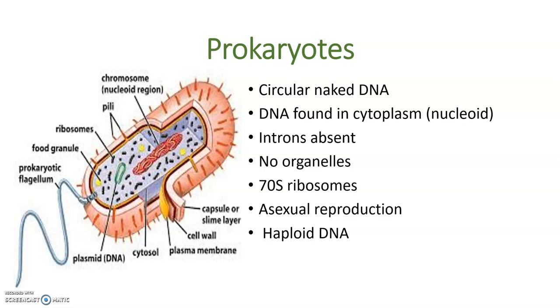Some prokaryotes use a flagellum for locomotion. Here in this figure we can see the flagellum. This is the flagellum. It is a long thread-like structure protruding from the surface of a cell. We can see the flagellum originating from here. This is its base. It originates from the surface of the cell and is used in locomotion.